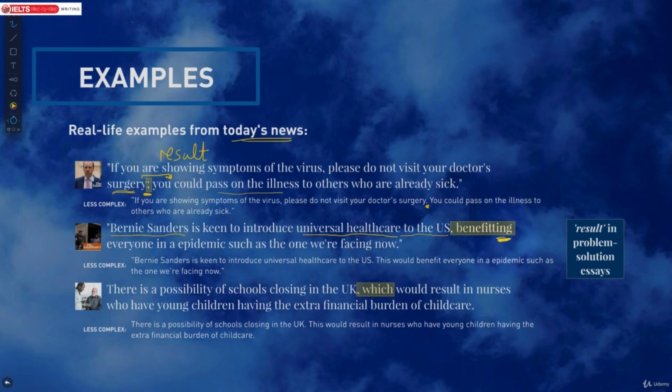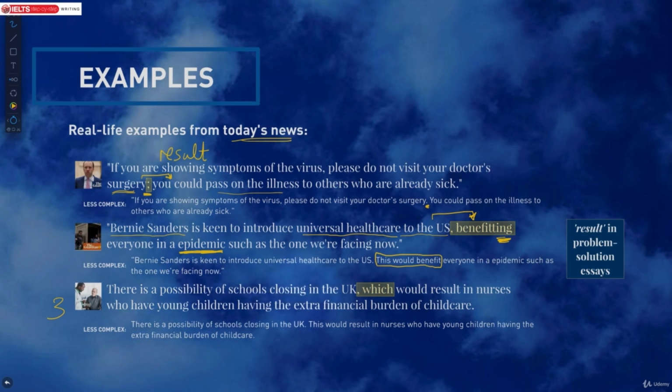Now have a look here. I've used the gerund form of the verb by adding -ing to it. Okay, and basically all it does is replace this phrase here. Okay, this would benefit everyone in an epidemic such as the one we're facing now. And again, this is related to the result. Okay, if everyone had universal health care, the result would be that we wouldn't have such a problem as a pandemic. That's what they're saying in America. So many people don't want to go to the hospital to be tested because it costs them so much money to get tested.